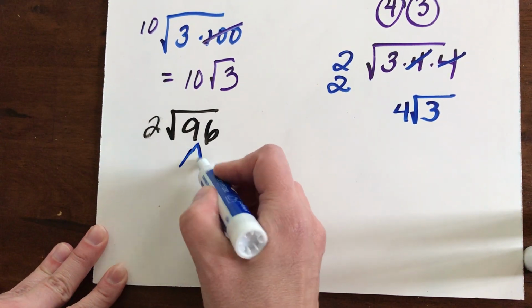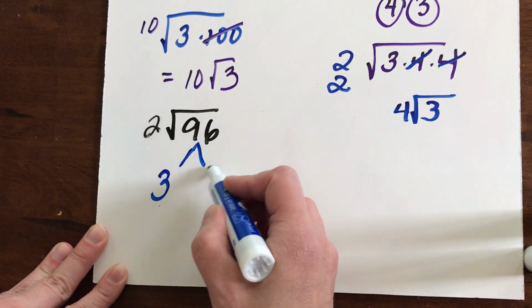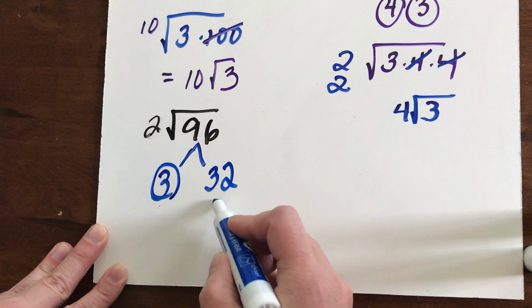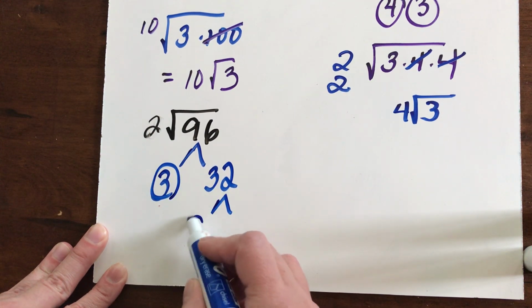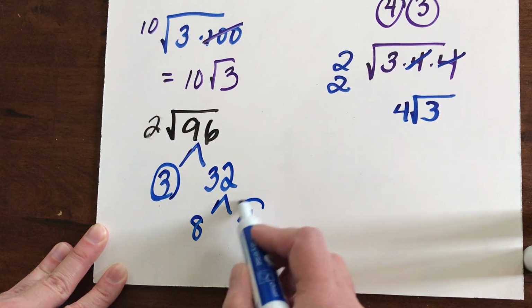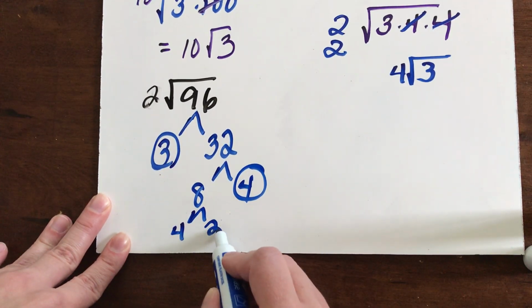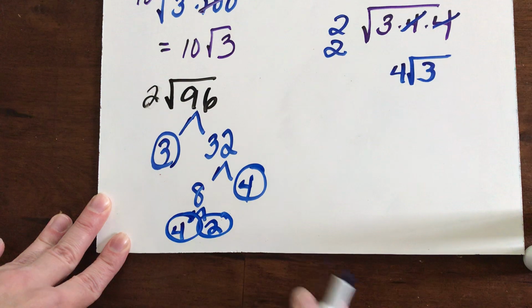I'm just going to start with 3. 3 goes into 9 3 times. 3 goes into 6 twice. I'm going to circle that. Ooh, and I'm going to do 8 times 4. I'm going to circle 4 because it's perfect. And then I'm going to do 4 times 2, prime, perfect.